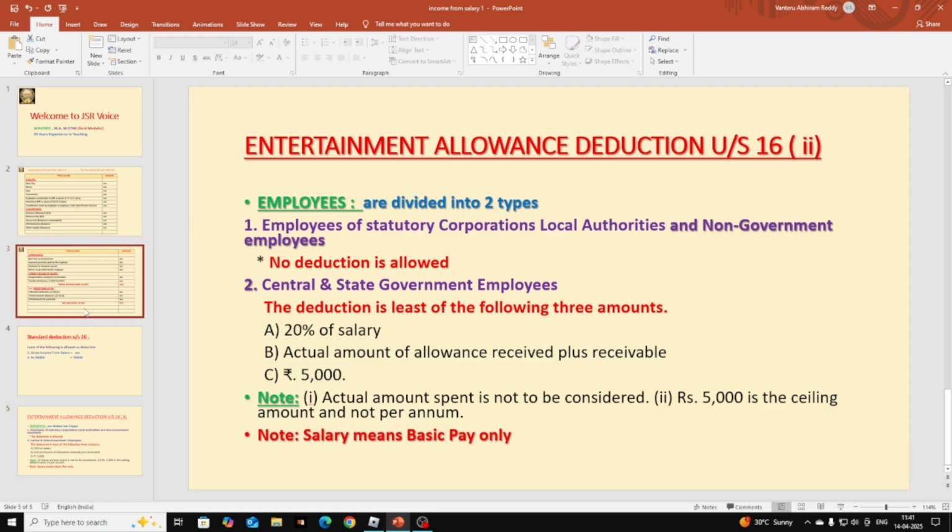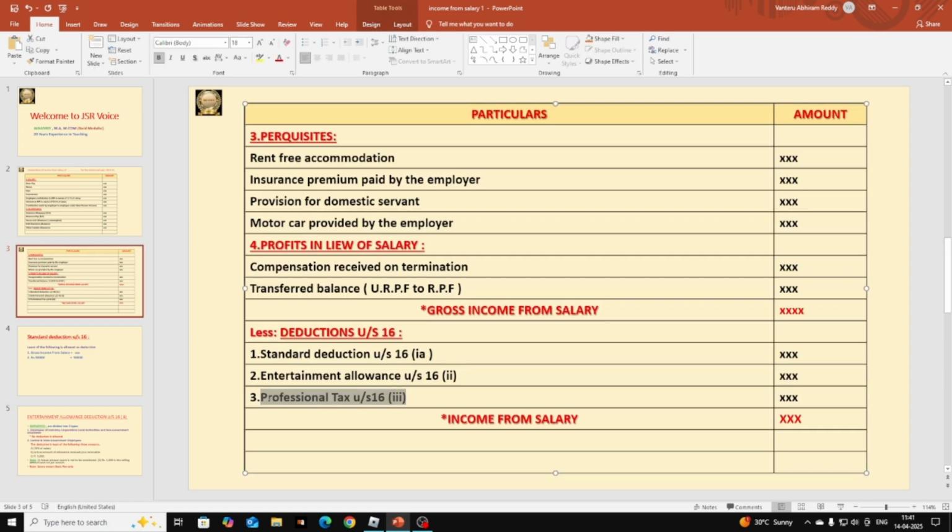Next, let us go to the third one, professional tax. Professional tax deduction under section 16 subsection 3. If professional tax is paid, then we can record it here. That itself is the rule for this. All these three deduction values we should deduct from gross income from salary. Then we get one value that is known as income from salary. That is the answer. This is how we calculate income from salary of one assessee.